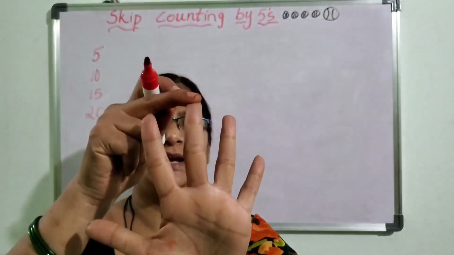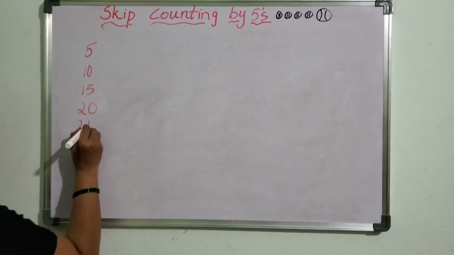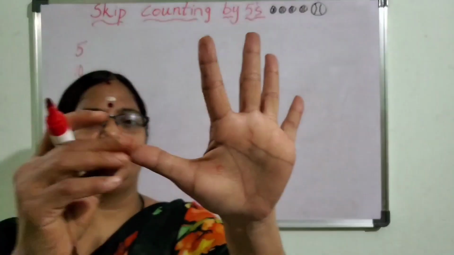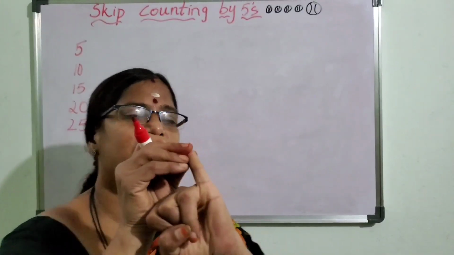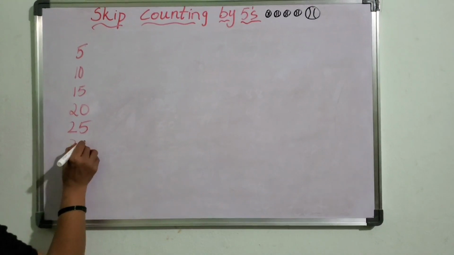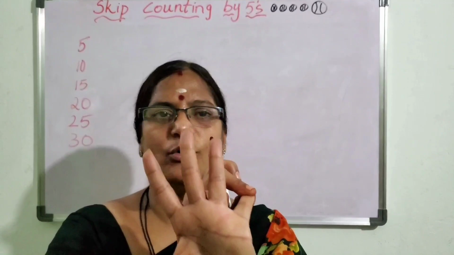21, 22, 23, 24, 25. 26, 27, 28, 29, 30. Now whatever number is coming to this finger, again you don't count that.